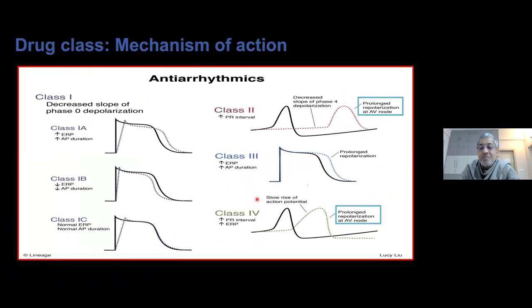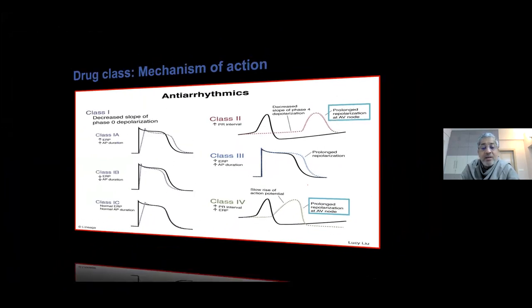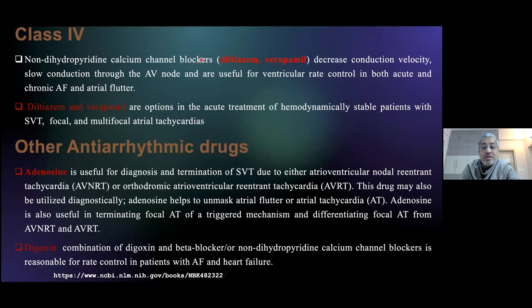The last group is the class 4 group. And what the class 4 group is, again, more commonly used, diltiazem and verapamil. And they act mostly only on the AV node, and so they are good in rate control. So these are the drugs which we give in patients with mitral valve disease, rheumatic, atrial fibrillation, and fast ventricular rate.